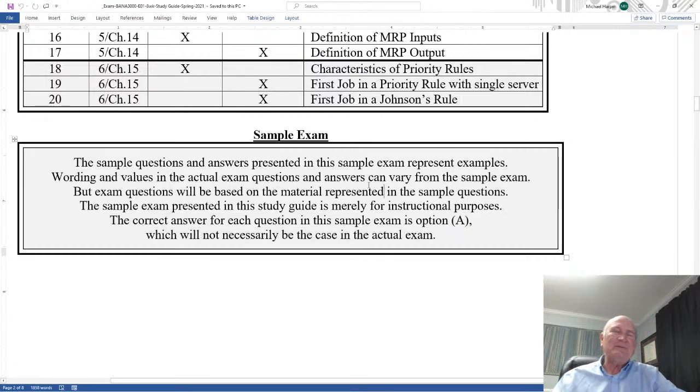So the actual exam is not going to be exactly like this. I'll change the wording around sometimes. I'll change the numbers around, but it will be very similar to the questions in the sample exam. And this sample exam is a very good place to start to study and prepare and to be ready to take the exam. So let's do it.